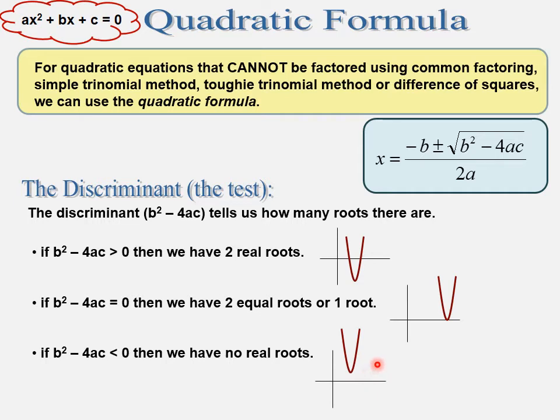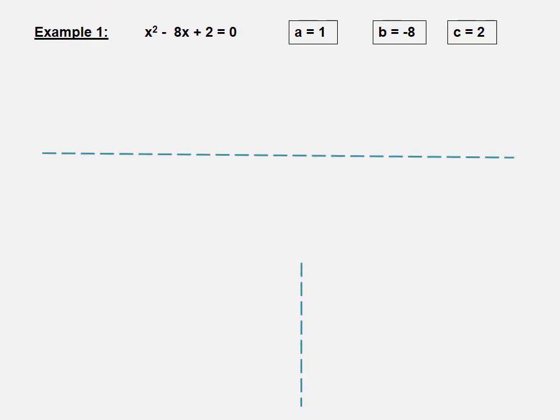Here's a parabola that has no x-intercepts, so we would not even be able to find an answer. It's a parabola that floats above, or it would be below the x-axis. Let's look at how we might use the quadratic formula to solve for the x-intercepts in this question.